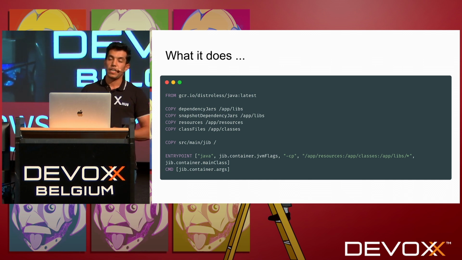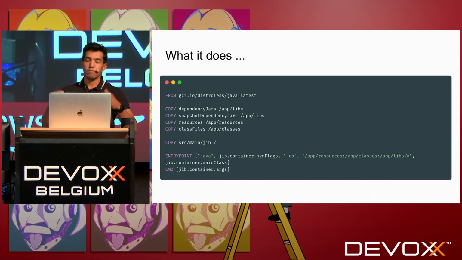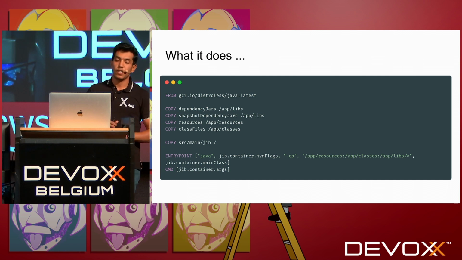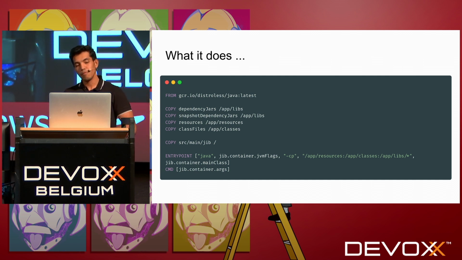Since Jib is a Java plugin, it understands our application somehow, and it splits it into multiple layers, putting the files that are least likely to change at the top, like the dependencies and the resources files, and the files that are more likely to change at the bottom, which are our source code. This enables Jib to speed up the build process, and also to ensure reproducibility, since if the code does not change, the generated image will be exactly the same.